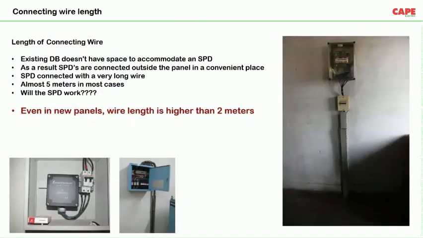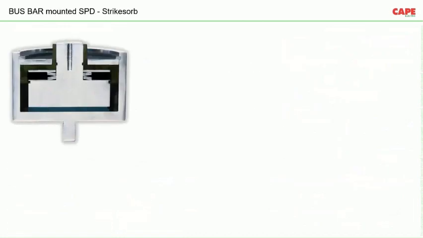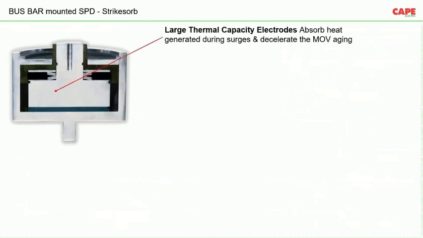Now, we have discussed the problem. What is the solution? One of the solutions is to use a bus bar mounted SPD, or a V-type SPD, which can be directly mounted on the bus bar. So this is how a normal bus bar mounted SPD looks. These are the various advantages. It has very large thermal capacity electrodes to absorb the heat dissipation during surges. It has a strong aluminum housing to prevent any explosion; in case there is a surge or the SPD heats up or there is an explosion for any other reason, the strong aluminum housing is going to protect.